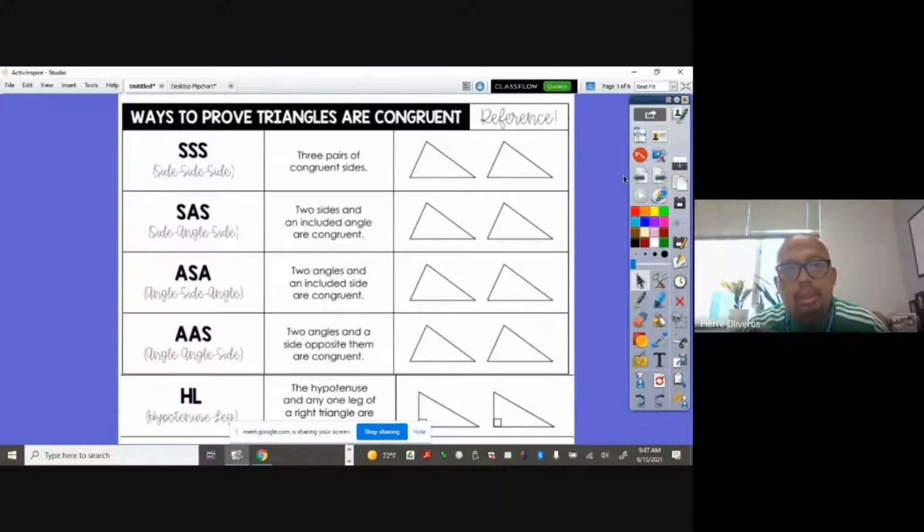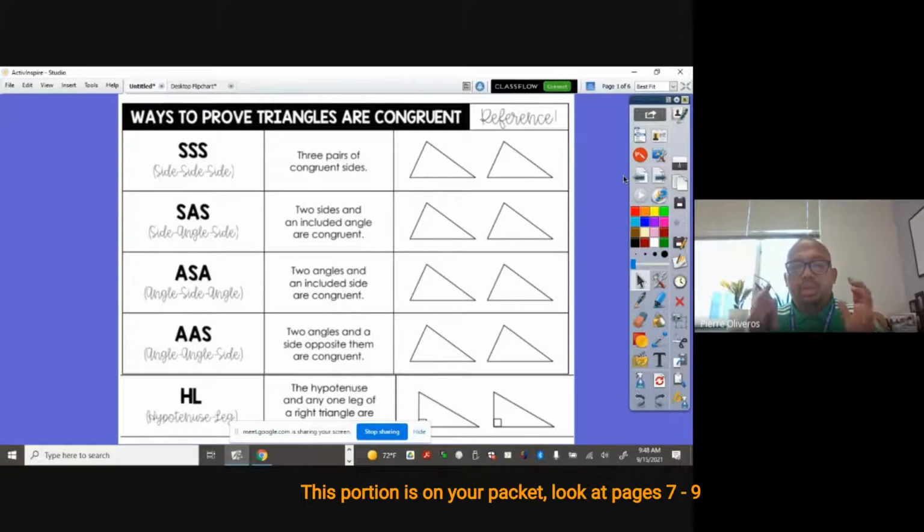Yo, today we're going to learn about proving congruent triangles using side-side-side and side-angle-side. But I'm going to go over the other ways too, like angle-side-angle and hypotenuse-leg. Okay, so let's go ahead now. Here are the ways to prove triangles are congruent. This is your cheat sheet or reference. Okay, we're gonna do 5 ways.